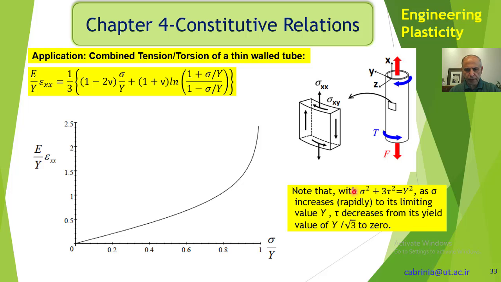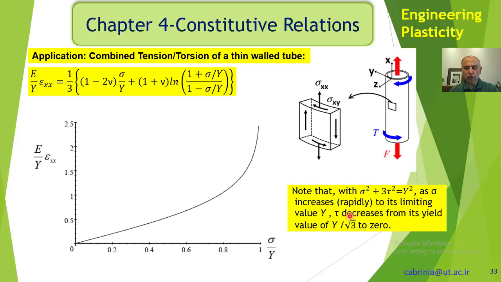One thing to note here is that with this formula that we had, this is the von Mises yield criterion for this loading. As sigma increases, if you look at this and this curve also, as sigma increases rapidly to its limiting value y, as we said, the sigma reaches the limiting value y and it does not increase anymore, so it is constant, but we have this deformation. So we have constant load but increasing deformation.